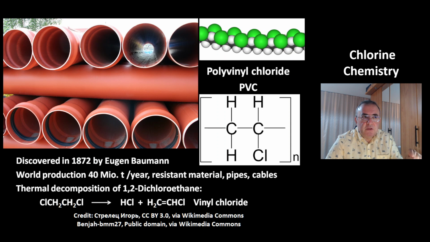This is polyvinyl chloride, PVC. At the bottom, this is the structure. It's like polyethylene, but with one chlorine atom instead of hydrogen at the monomer. PVC was discovered in 1872 by Eugen Baumann. The world production is 40 million tons per year. It is a very resistant material. That's why it can be used, for example, for pipes and cables. And the monomer is made by thermal decomposition of 1,2-dichloroethane. It gives you hydrogen chloride plus vinyl chloride, and the polymerization gives you PVC.